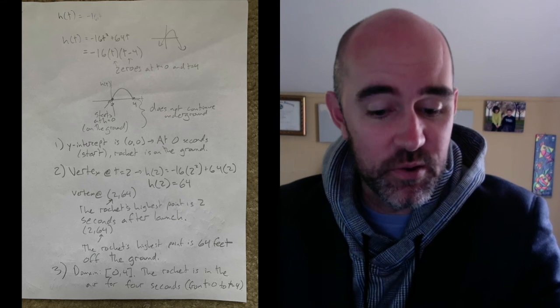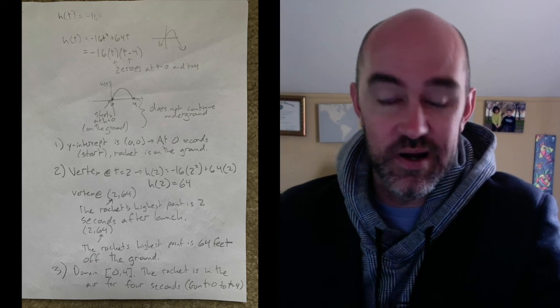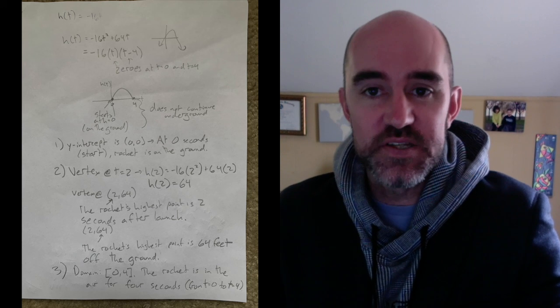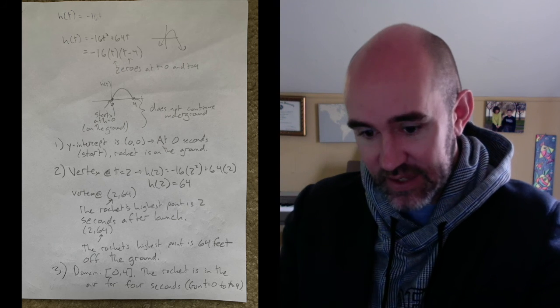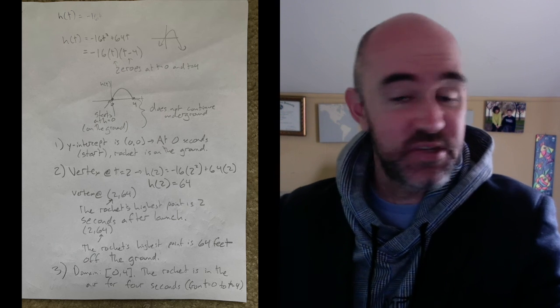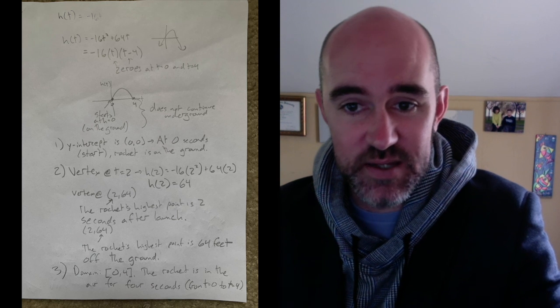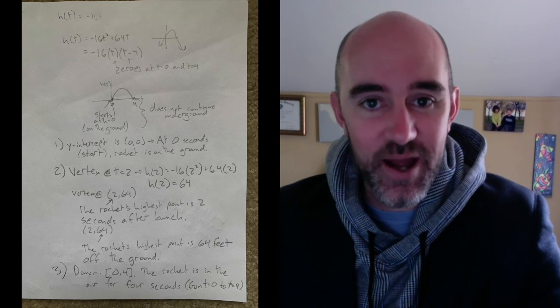I then went on to the third question, the domain, and the domain is from 0 to 4. t goes from 0 to 4. I almost put x. The rocket is in the air for a total of 4 seconds. So it starts climbing at 0 seconds, and it lands at 4 seconds. So that's all that the domain tells me. It's from 0 to 4, meaning it was in the air from 0 to 4 seconds, a total of 4 seconds. And that's it.